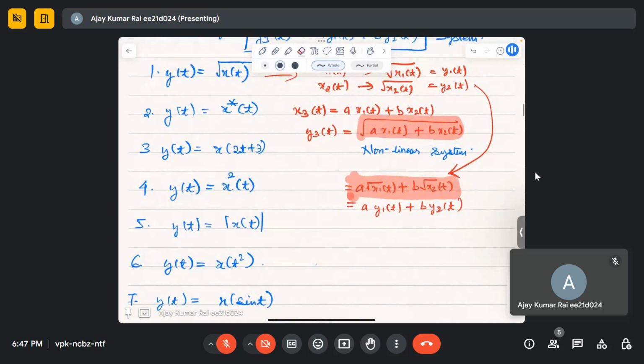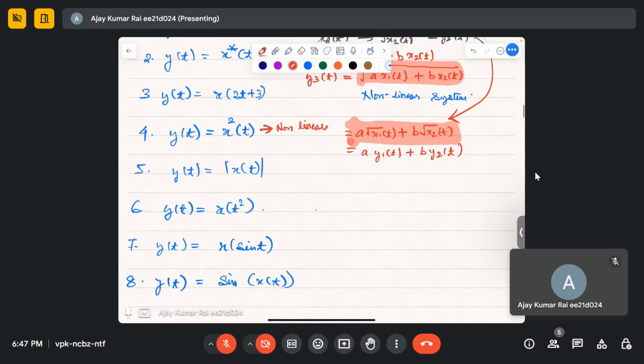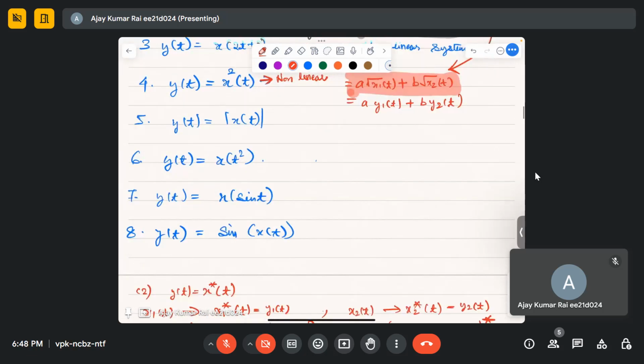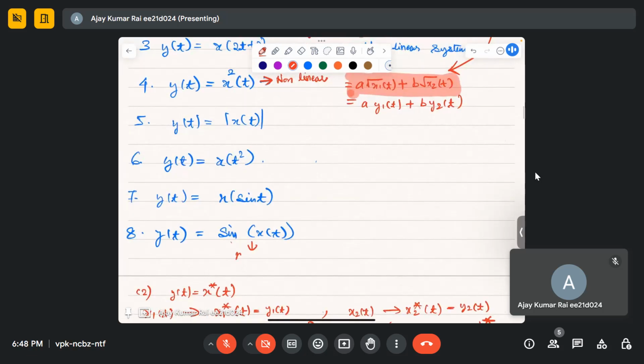I think the fourth one. As you can see, square term, so you can straight away say this is non-linear. And this one, this also you can say non-linear, because if you try to solve for x1(t), you'll get sin x1(t). This is y1(t), and for x2(t) you will get sin x2(t), which is y2(t).